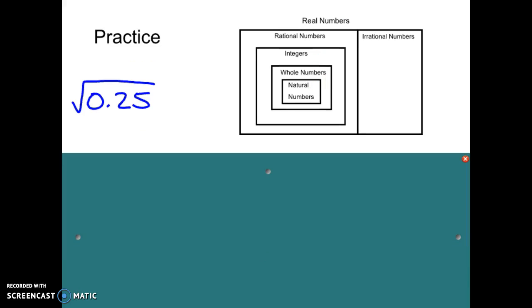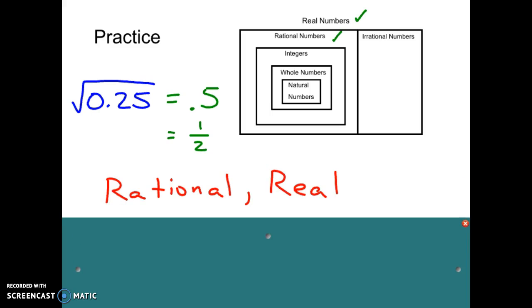And finally a tricky one, the square root of 0.25. Either using a calculator or your brain, you might realize that the square root of 0.25 is 0.5. 0.5 can be written as a fraction as 1/2. So therefore it is a rational number and a real number.